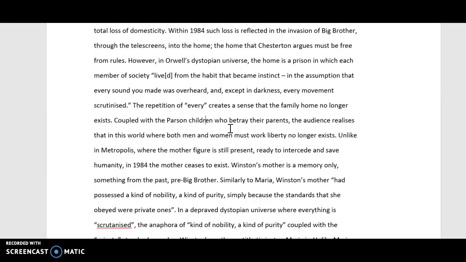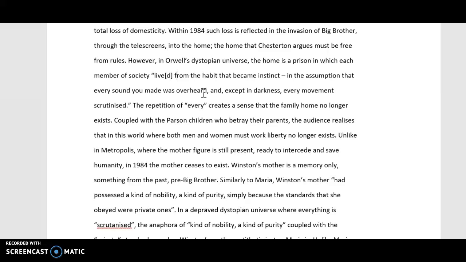So I have, "however, in Orwell's dystopian universe, the home is a prison in which each member of society lived from the habit that became instinct." You'll see here I've got square brackets around the d. The quote is "live from the habit," and I've added the d so that it's syntactically, or grammatically, correct. "Lived from the habit that became instinct in the assumption that every sound you made was overheard and, except in darkness, every movement scrutinized." Now I start analyzing that.